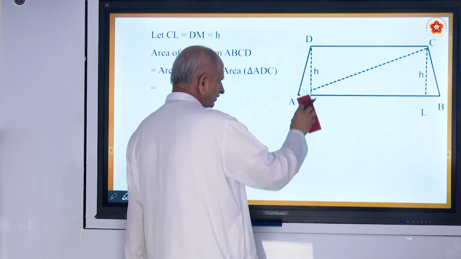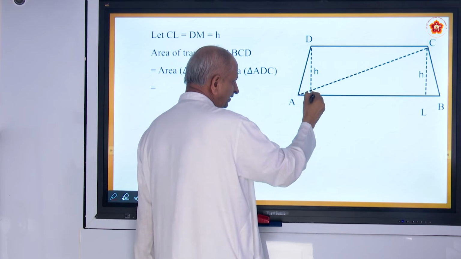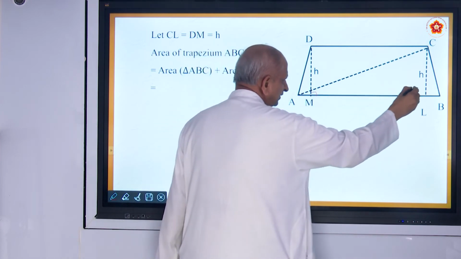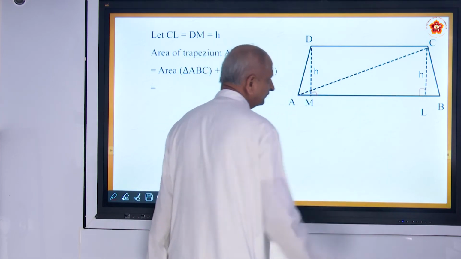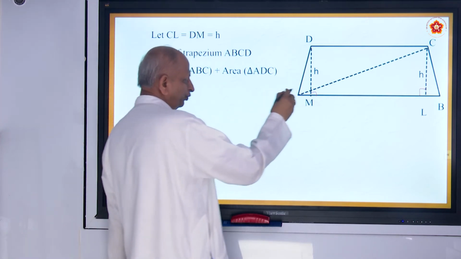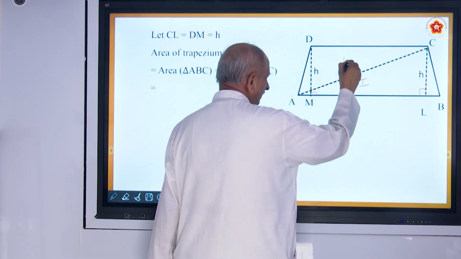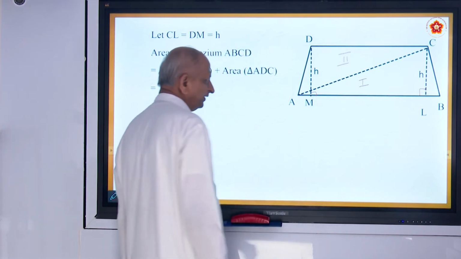Just now I told these are called heights. One is DM, this angle will be 90 degrees. And this is called CL. Now what does the diagonal do? It divides the trapezium into two parts. One is called ABC, another is called ADC.